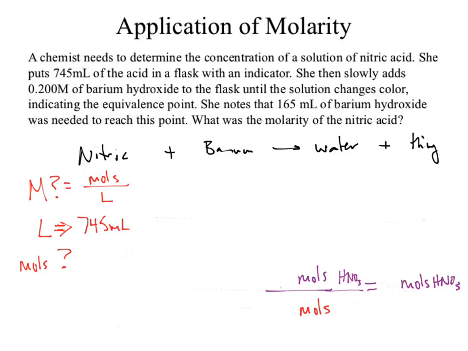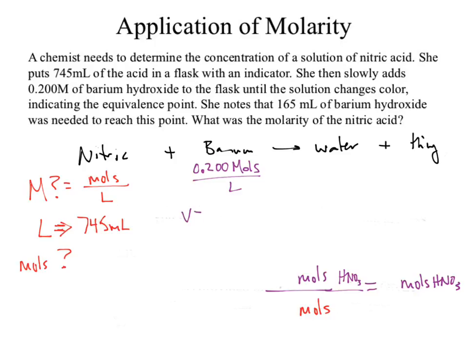Barium hydroxide. Am I given some information about the barium hydroxide? Yes. What am I given about it? A mole to liter ratio. I'm given 0.200 molar, which we said was a horrible thing to write, and we should instead write moles per liter. And what else am I given?